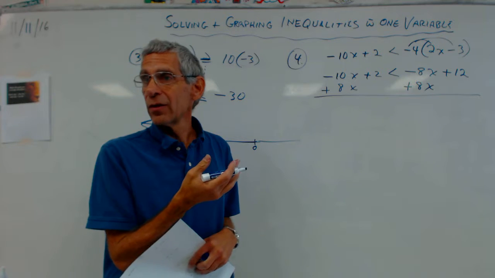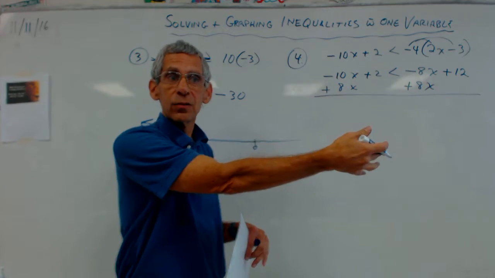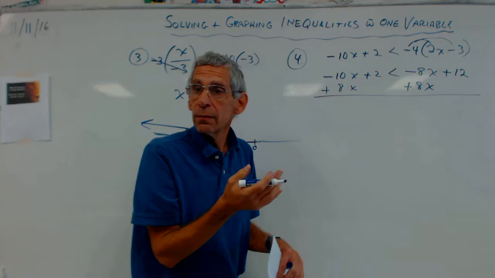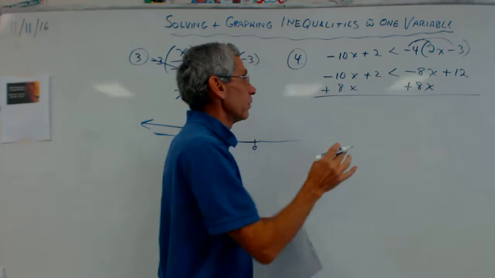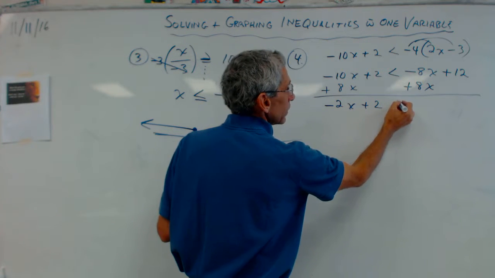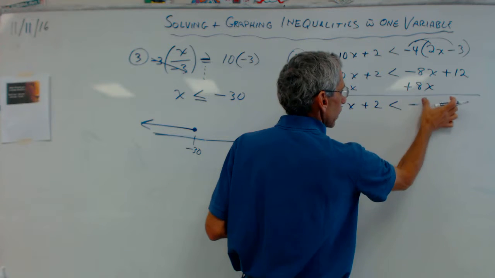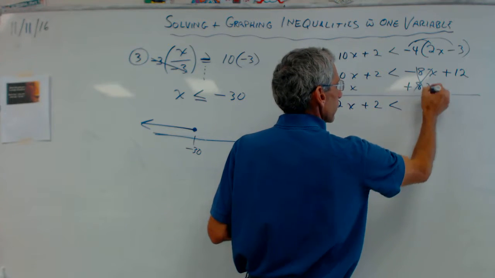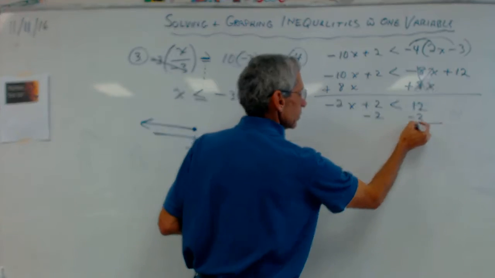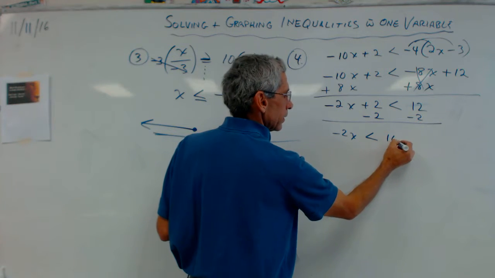So I'd almost rather deal with a negative x on the left side than have my positive x on the right side and then have to move it over, flip it. You see what I mean? If it were me, but it's up to you. You can do it any way you like. But I now have negative 2x plus 2 is less than 12, right? Those crossed out. And I'm going to now subtract 2. I have negative 2x is less than 10.